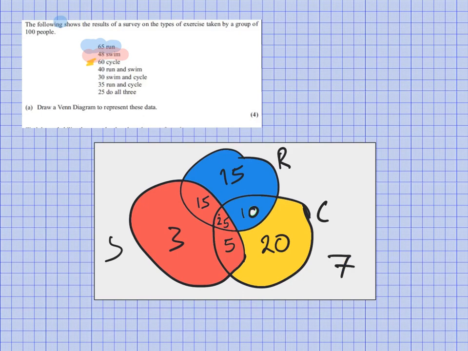Really important that you get that right. Do your adding. Be careful with the maths. Okay, thanks very much. Good luck.